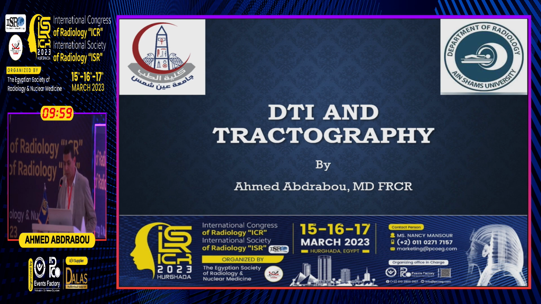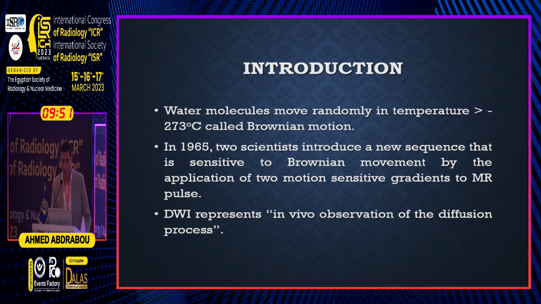Good afternoon, everyone. Our topic will be about diffusion and diffusion tensor imaging and tractography. Water molecules move randomly in temperature more than 273 below zero, which is called Brownian movement. And in 1965, two scientists introduced a new sequence that is sensitive to Brownian movement by the application of two motion-sensitive gradients to MRI pulse. And we know that diffusion weighted image represents the in vivo observation of the diffusion process.